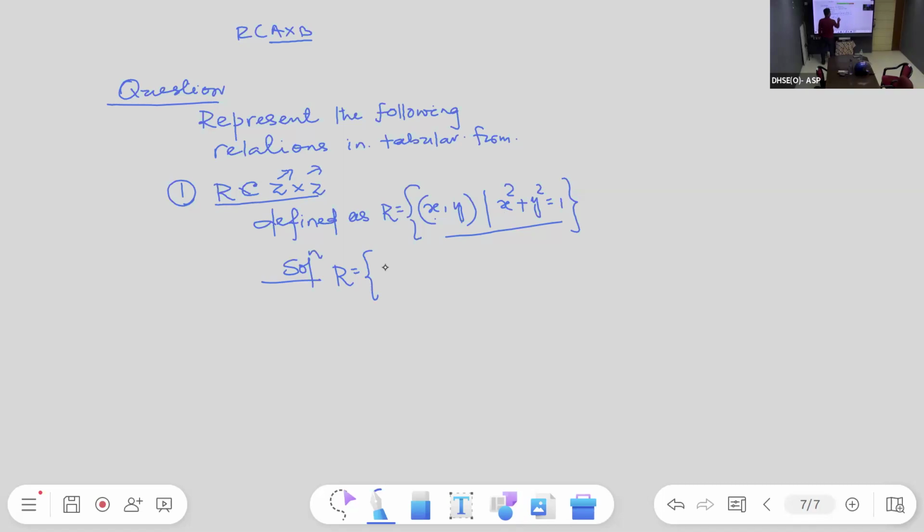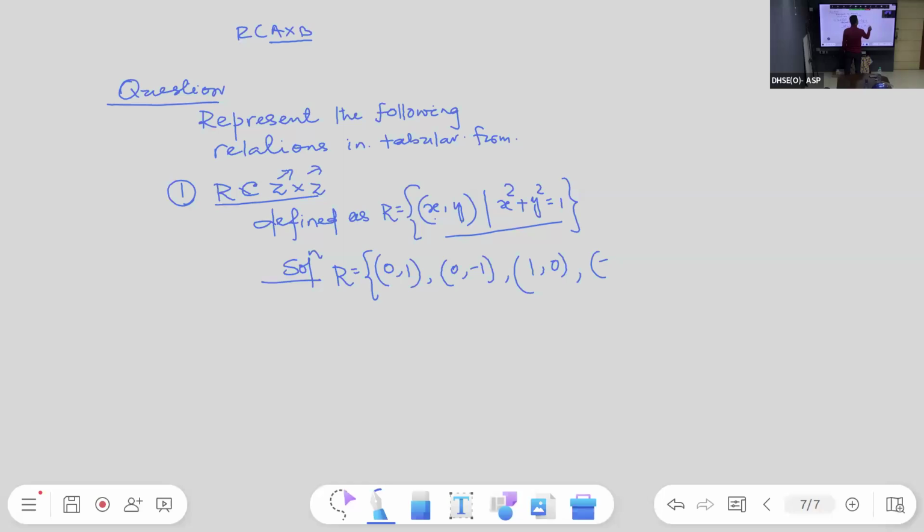Now, if you take x is equal to 0, then y is equal to 1. If you take x is equal to 0, then y will be minus 1, because x square plus y square is equal to 1. If you take x is equal to 1, then y will be 0. If we take x is equal to minus 1, then y is also 0. These are all the possible ordered pairs. So this is called tabular representation of the relation. Okay?